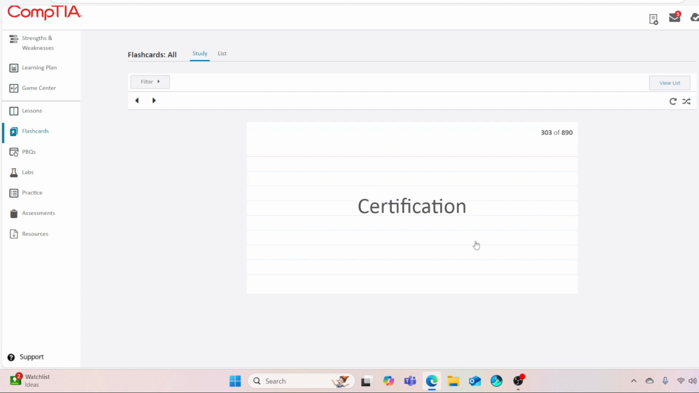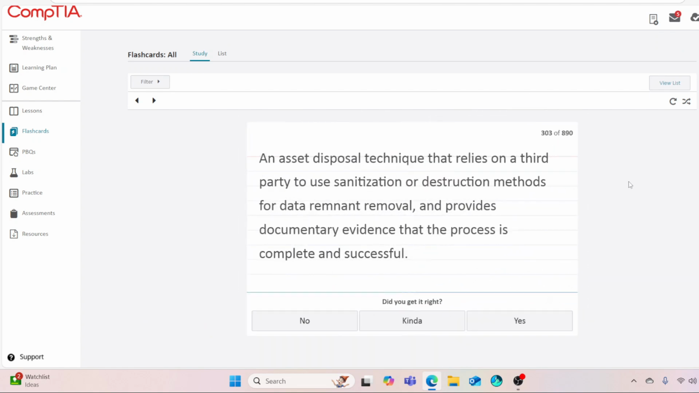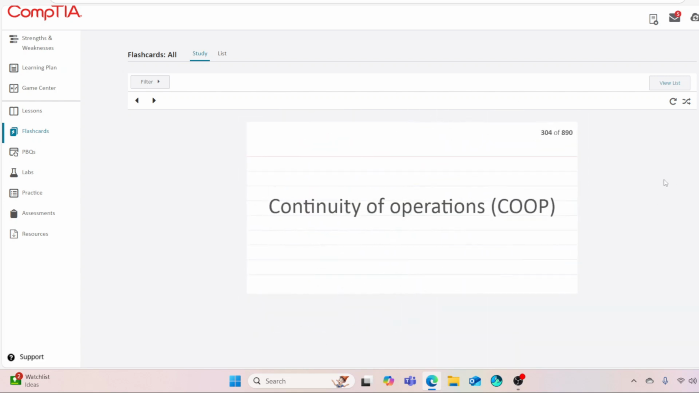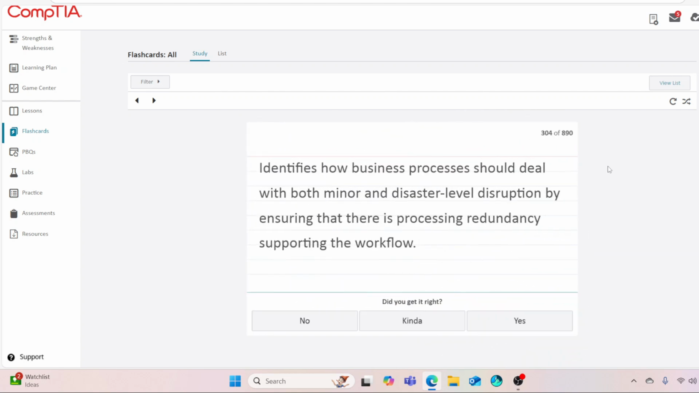Certification. An asset disposal technique that relies on a third party to use sanitization or destruction methods for data remnant removal and provides documentary evidence that the process is complete and successful. Continuity of operations, COOP, identifies how business processes should deal with both minor and disaster level disruption by ensuring that there is processing redundancy supporting the workflow.